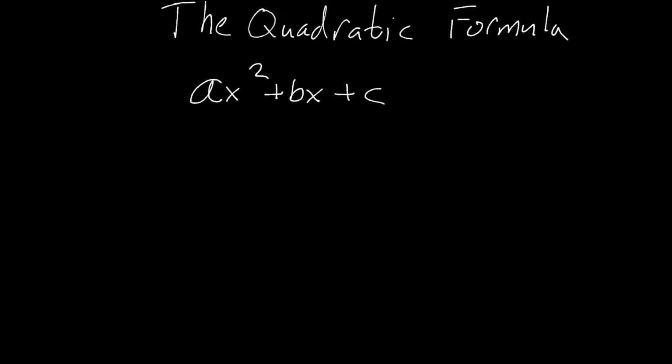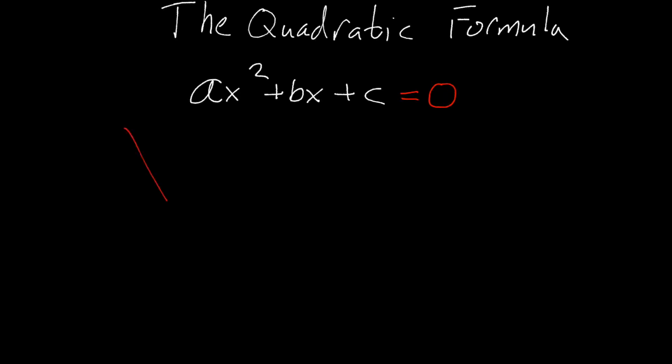In this video, we are going to talk about the quadratic formula. Now, the quadratic formula is a way for us to find out what makes our standard form quadratic equation equal to 0. Now, there are other ways that we can find what makes it equal to 0.